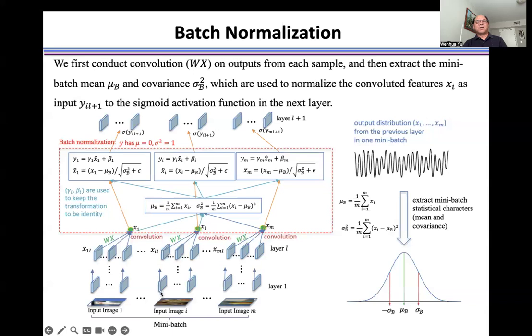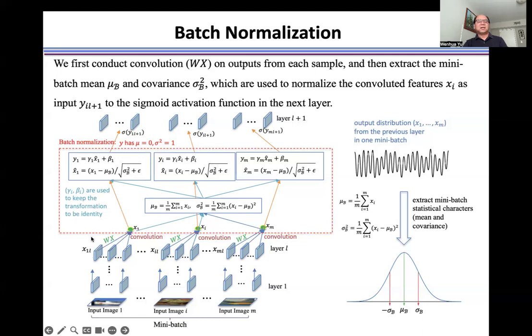The input to the model is a mini-batch that includes M images. In a regular neural network, convolution is conducted on the output of layer L to generate input to the activation function in layer L plus 1. Now we insert a batch normalization between layer L and layer L plus 1.